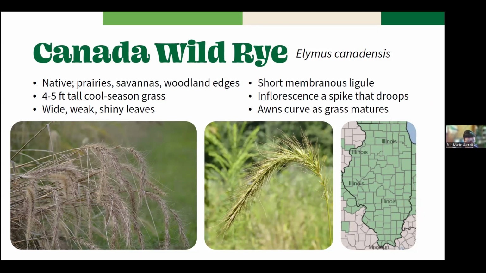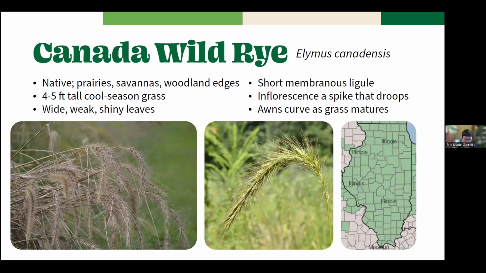So in prairies, in savannas, even in some lower quality, more disturbed habitats. I've seen Canada wild rye found throughout the state, in every county in Illinois. And this is a cool season grass, just like the porcupine grass that we looked at earlier. So the photo in the bottom left is late summer, early fall. It's already going to be turned brown. Typically, it will stay under 5 feet tall.